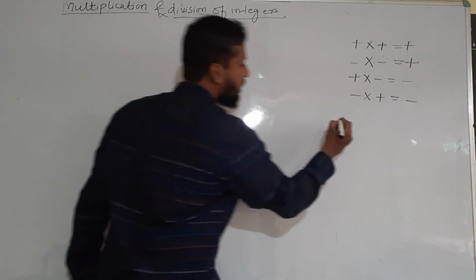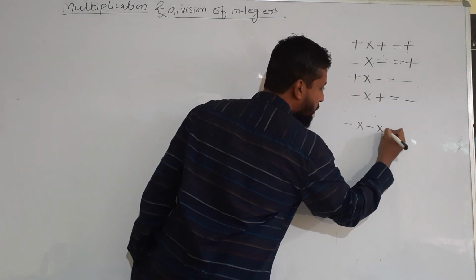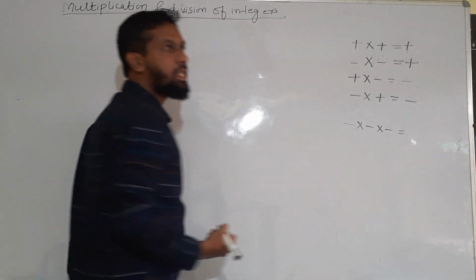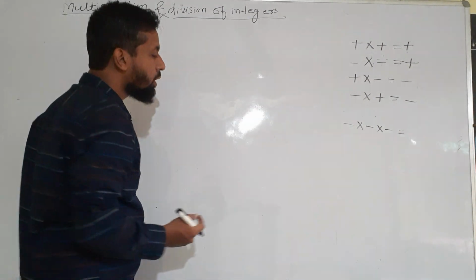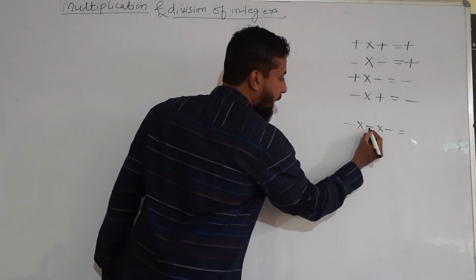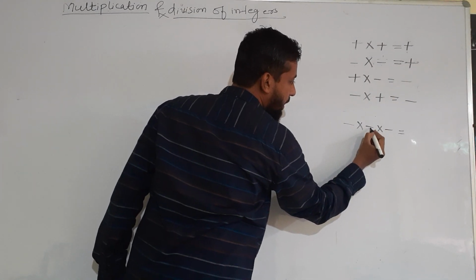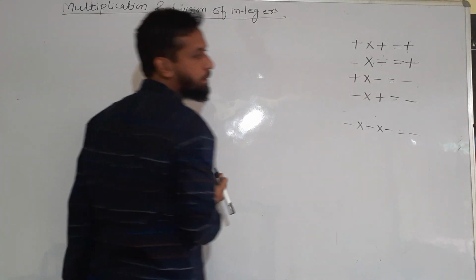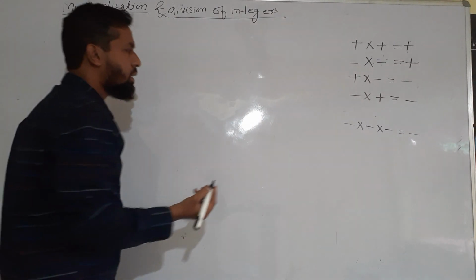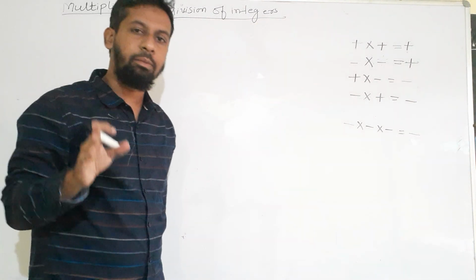That time the result will be different. See here, minus into minus into minus. We will see what we get if we multiply minus 3 times. Minus into minus is plus, we know. Then here again plus into minus is equal to minus. Like this.